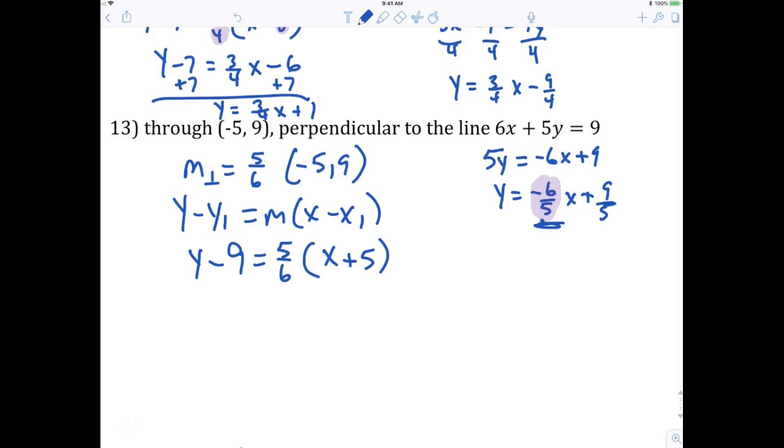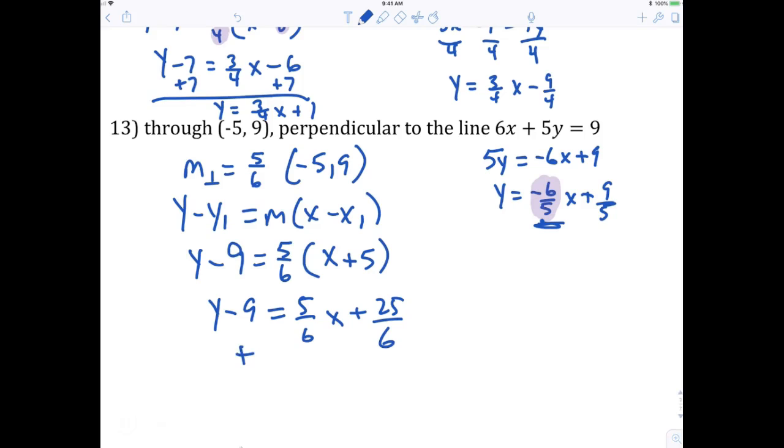Much better. All right? But we have to now distribute the what? The 5/6. Right, you have to distribute the 5/6. So y minus 9 equals 5/6x plus 25 over 6. Does that make sense? If you're not sure, put your mind at ease and multiply 5/6 times 5 on your calculator. I want you to just say 5 times 5 is 25 over 6. That should just be how you're doing it. That's not that hard.